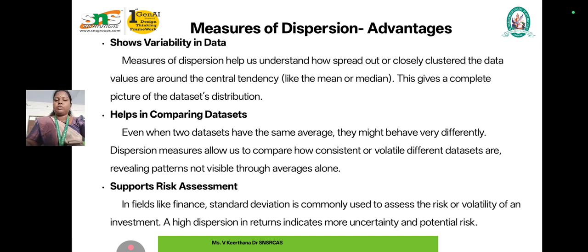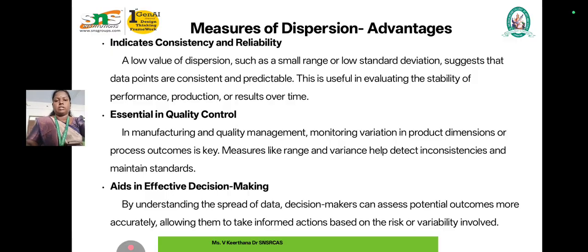Even when two data sets have the same average, they might behave very differently. Dispersion measures allow us to compare how consistent or volatile different data sets are, revealing the patterns not visible through averages alone. And the next one is supports risk assessment. In fields like finance, standard deviation is commonly used to assess the risk or volatility of an investment. A high dispersion in returns indicates more uncertainty and potential risk.